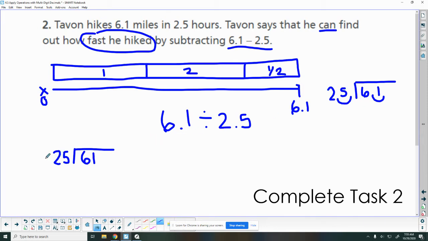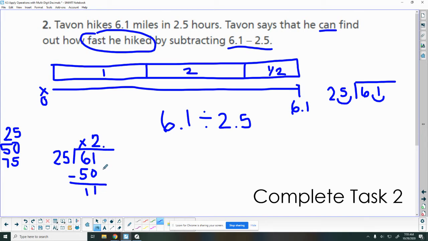Multiples of 25 are pretty easy. It's like quarters: 25, 50, 75. So I know 25 can go into 61. It can't go into the 6, but it can go into 61 2 times. 2 times 25 is 50. And when I subtract, I'm left with 11.